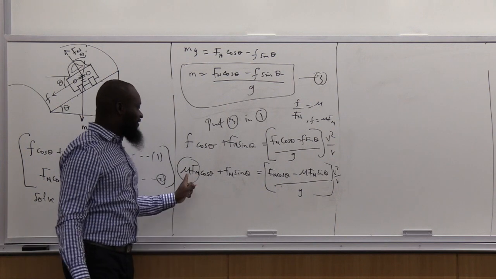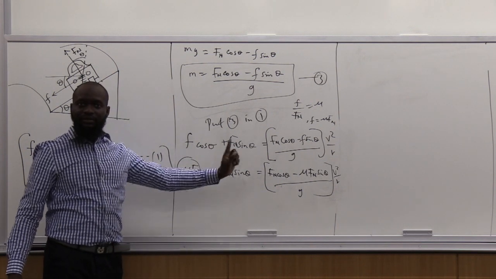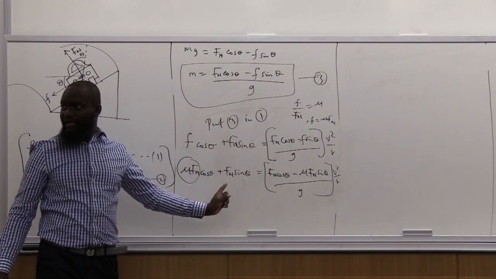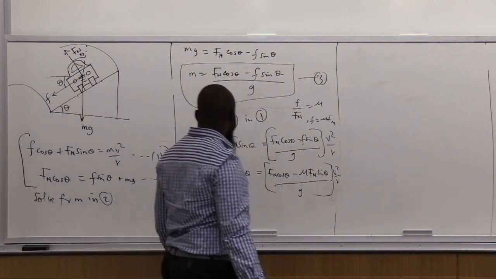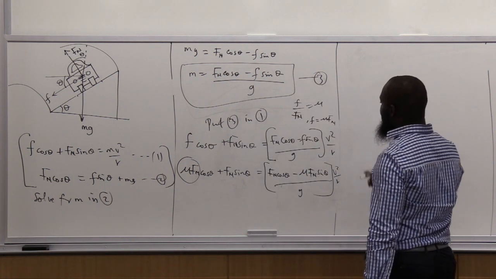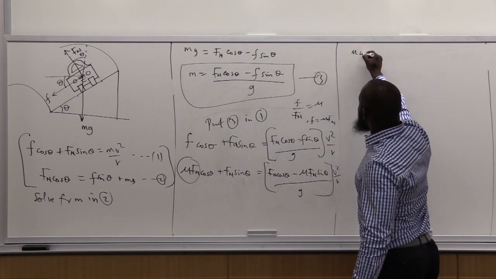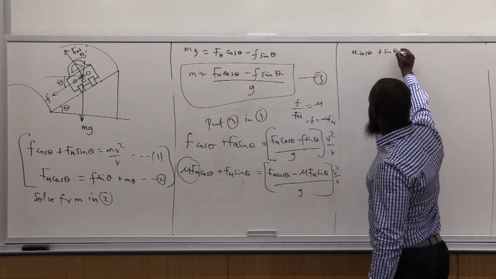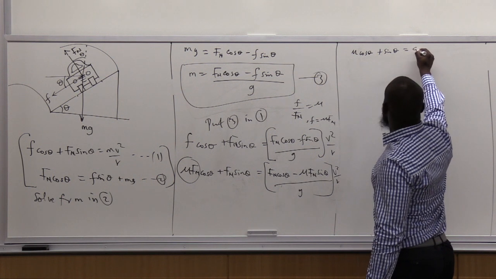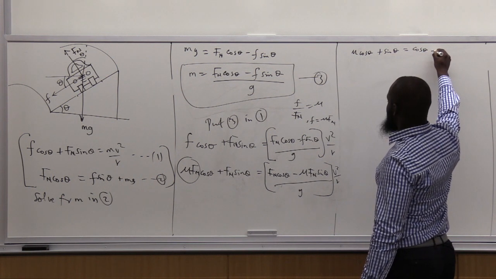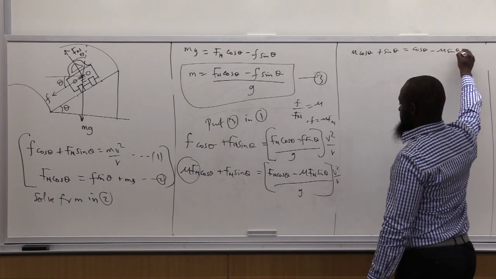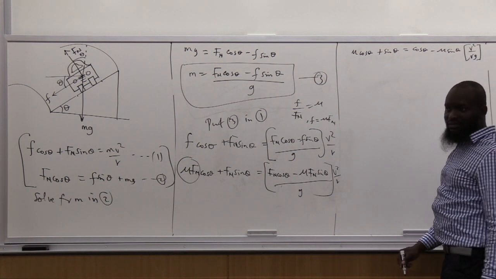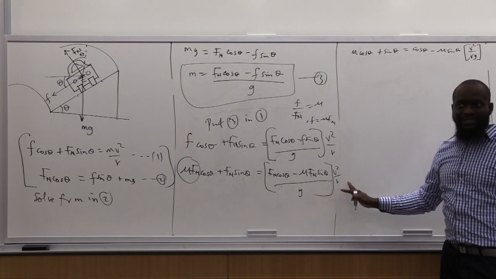So now I can cancel normal force from every term. I don't need the normal force anymore. So what do I have? I'm going to get mu cos theta plus sine theta equals cos theta minus mu sine theta multiplied by v squared over rg. Is that okay?